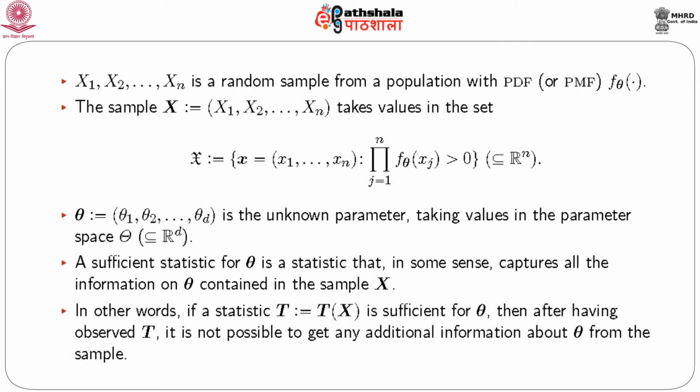In other words, if a statistic capital T equals t(x) is a function of x and is sufficient for theta, then after having observed t, it is not possible to get any additional information about theta from the sample. That is, t contains all the information about theta.